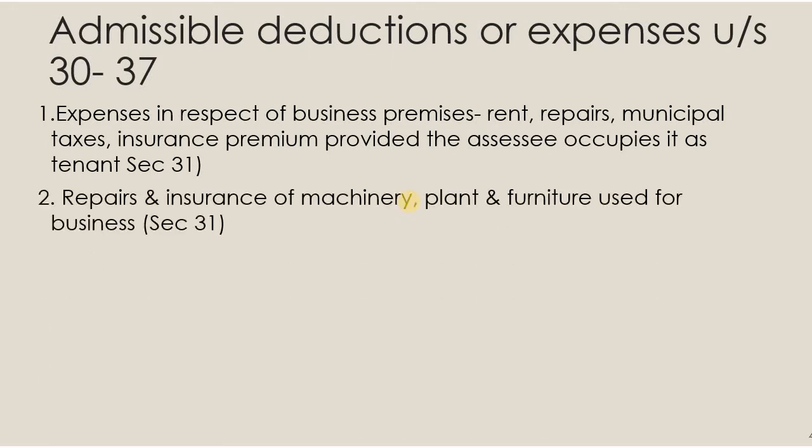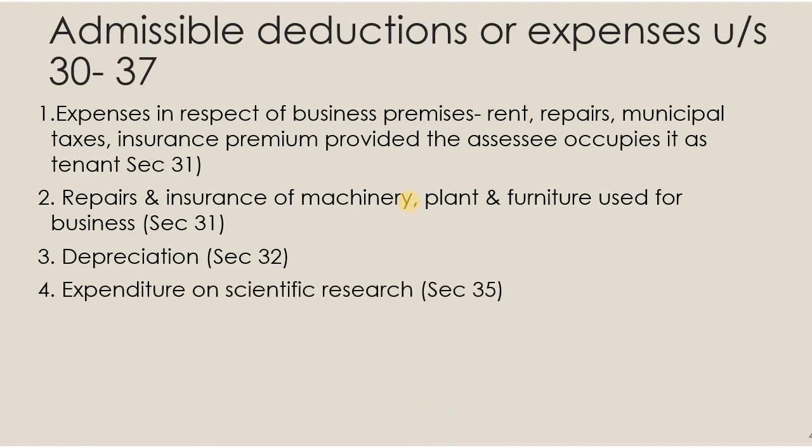Then repairs and insurance of machinery, plant and furniture used for business. If the business has any repairs or insurance taken for machinery or plant and furniture which is used for the business purpose, then such expenses can be deducted from the profit. Then depreciation. Depreciation of course can be deducted from the profit, but it should be allowed by the income tax. Income tax will specify how to calculate the depreciation and also what is the allowable depreciation.